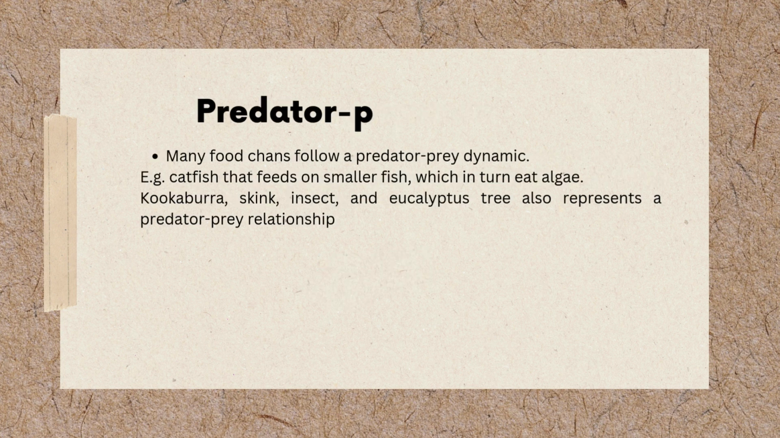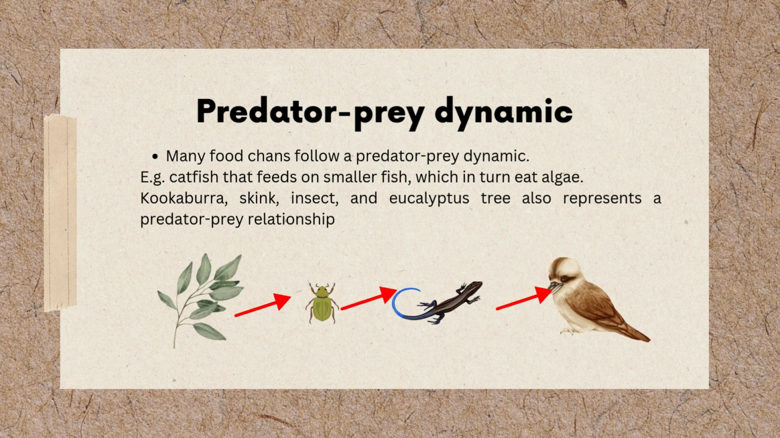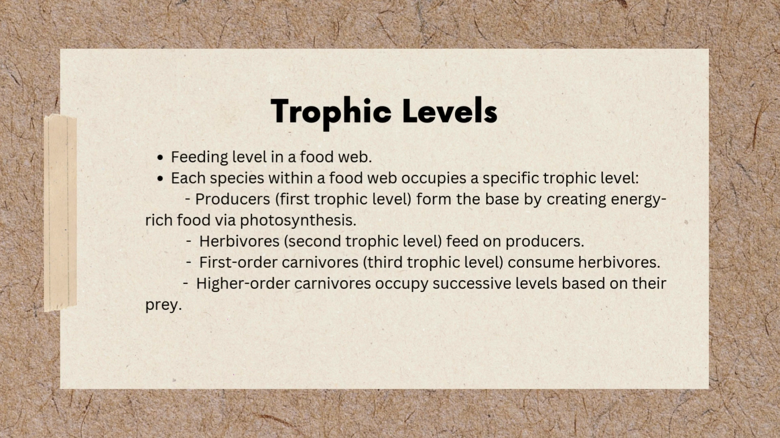Many food chains follow a predator-prey dynamic. A simple example from a pond would be a catfish that feeds on smaller fish, which in turn eat algae. The food chain involving the kookaburra, skink, insect, and eucalyptus tree also represents a predator-prey relationship. Generally, predators tend to eat prey that are smaller than themselves. Large fish eat smaller fish. In a single ecosystem, there can be over 100 interconnected food chains, forming a food web.